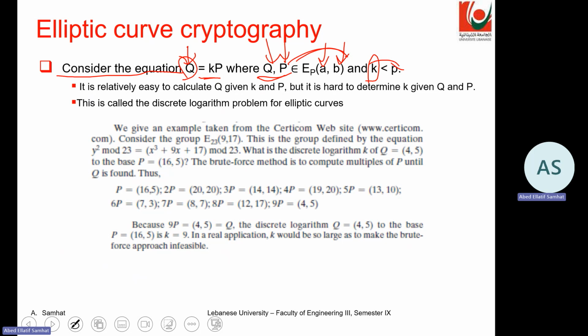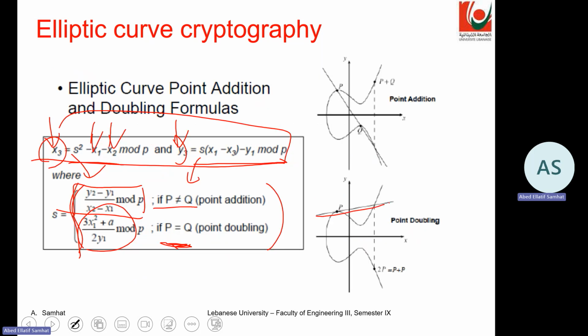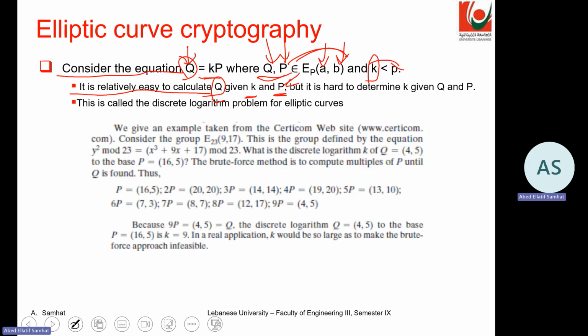So typically, it's relatively very easy to calculate Q given K and P, which means that at each time you have P, you can have 2P, 4P. If you want P plus P, you can continue and so on. So the operation is very easy. However, it's very hard to find K given P and Q because we are working modulo P here. And this is what we call the discrete logarithm problem for elliptic curves.